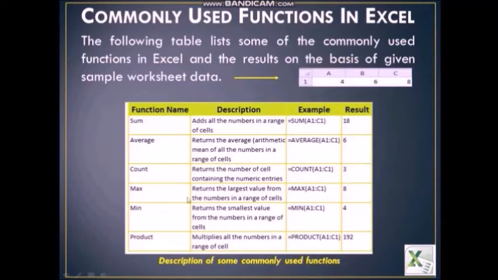Next is MAX. Returns the largest value from the numbers in a range of cells. Example: =MAX(A1:C1). The result is 8, since 8 is the largest value here.